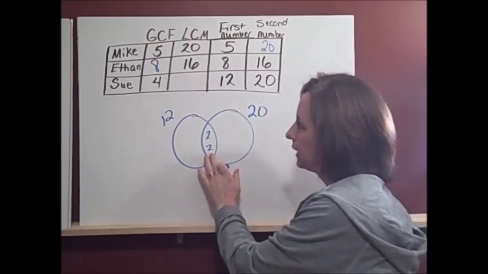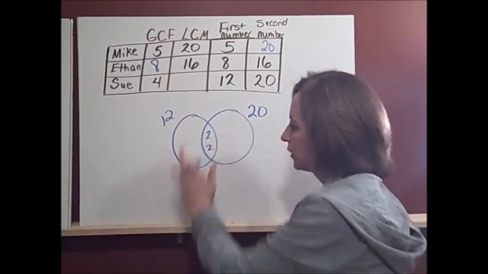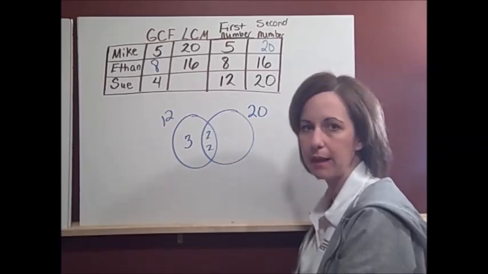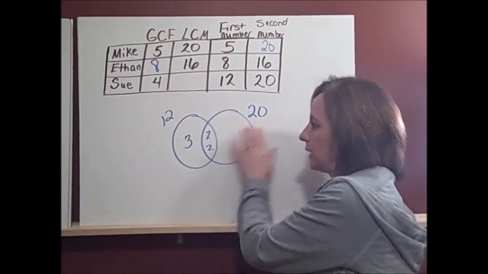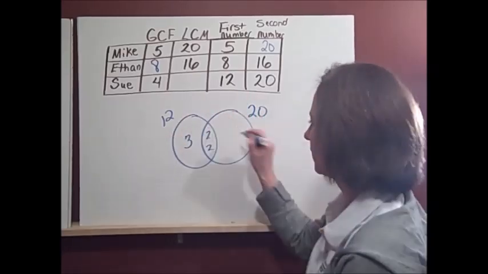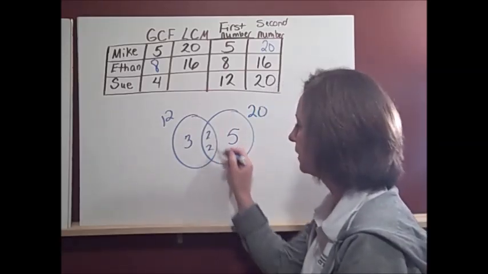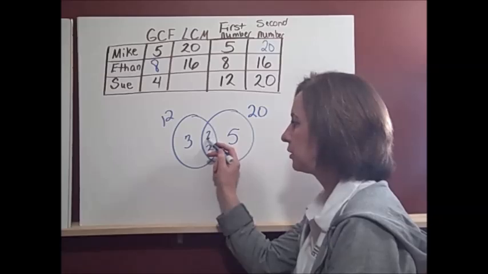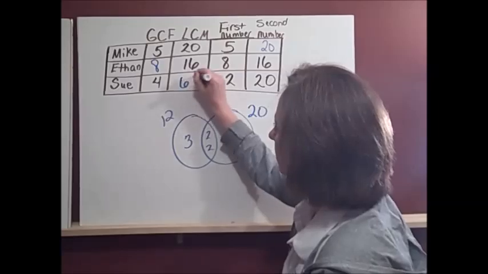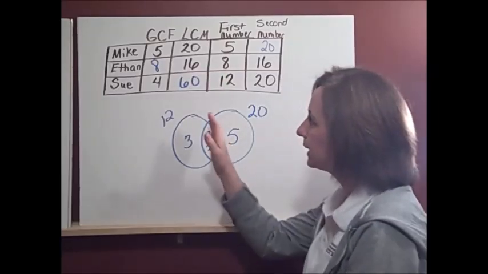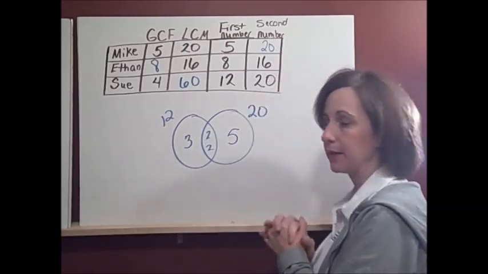And if I've got 4 in here, what am I missing on this side to make 12? 2 times 2 is 4, so I need a 3 over here to make 12. If this is 2 times 2, what's missing over here to make 20? Because I've got the 4 times something is 20. I'm missing the 5. And now to find the least common multiple, I have to multiply. 3 times 2 is 6 times 2 is 12, and 12 times 5 is 60. So I have completed my chart by taking what I know about greatest common factor and least common multiple and using them in Venn diagrams.